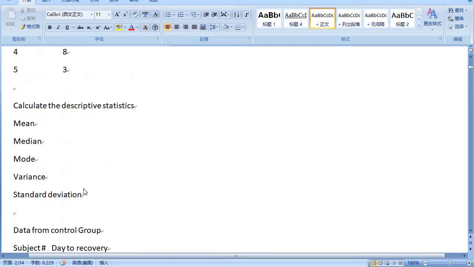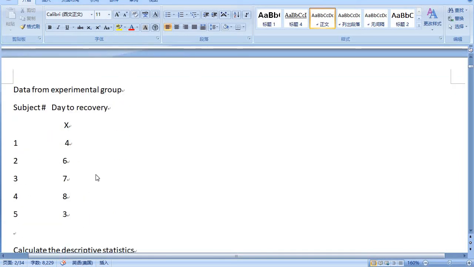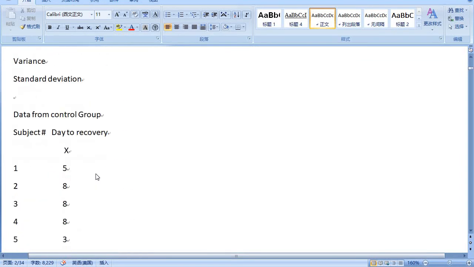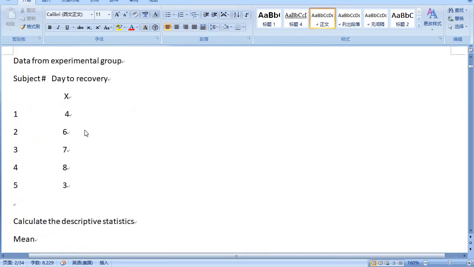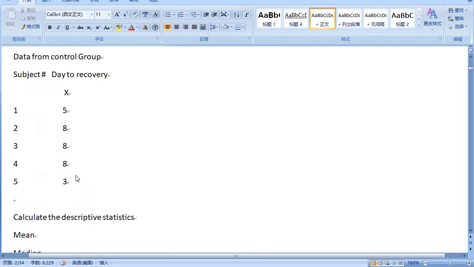Well, just by eyeballing the data of the two groups, you get a feeling, okay, it seems that the first group, the experimental group, on average, seems to be faster in recovering from the disease. You see a lot of 4s, 3s, 6, 7, 8s. But in the second group, the control group, it might take longer. More people take 8 days to recover, but you are not sure. Just by looking at the individual data, there are too many differences. People differ from each other.